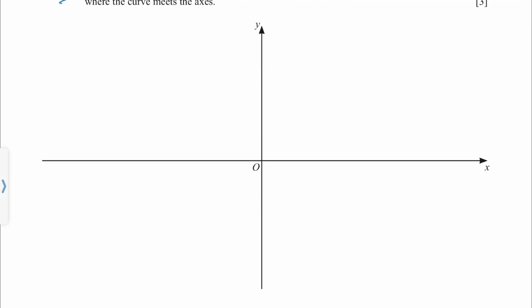Now on the axes below, sketch the graph of y equals 5 minus x times x plus 2 whole squared, stating the coordinates of the points where the curve meets the x-axis.